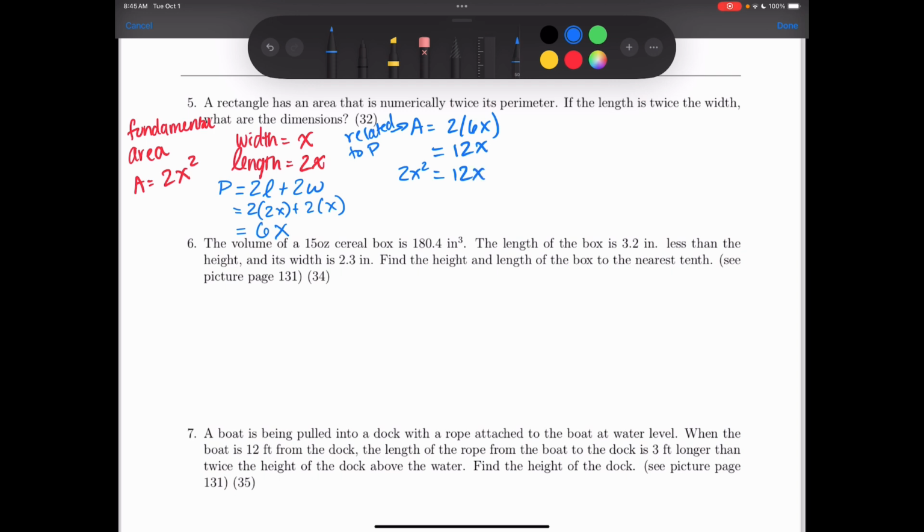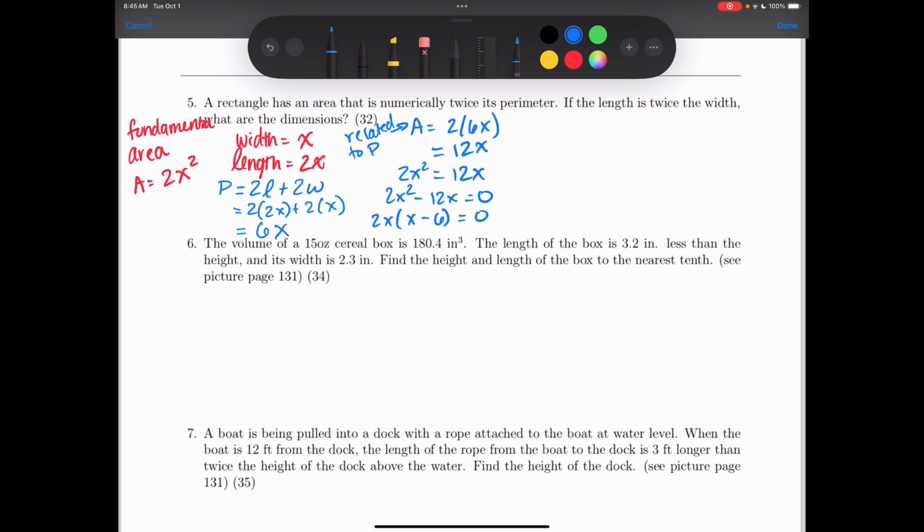I'm going to subtract and get everything on one side. So 2x squared minus 12x equals 0. I'm going to factor stuff out, so take out a 2x. I'm left with x minus 6.